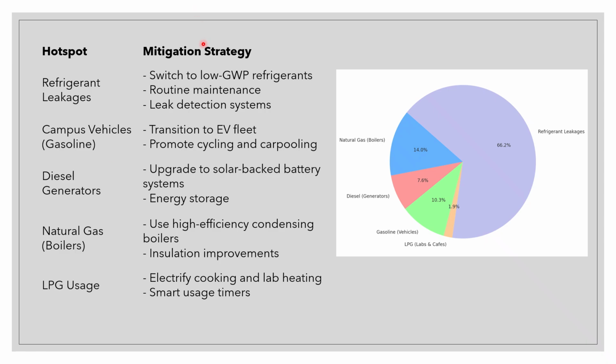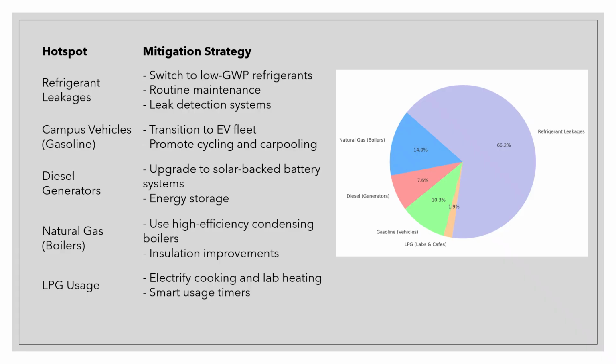Now we need to mitigate. Refrigerant leakage, how to mitigate the issue? Switch to low-GWP refrigerant, do routine maintenance, and provide a leakage detection system. Then you can reduce this. For campus vehicles, transition to an EV fleet, from gasoline to e-vehicles. Promote cycling and carpooling. That also will reduce the value.